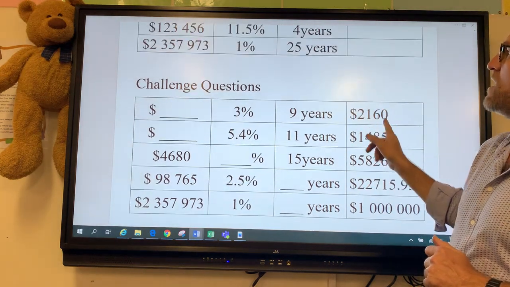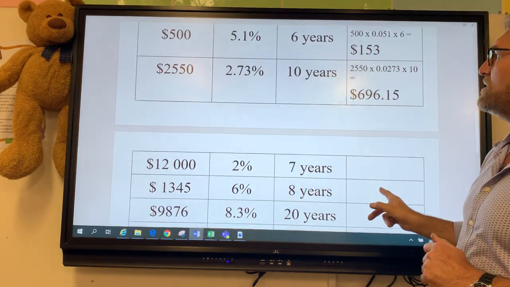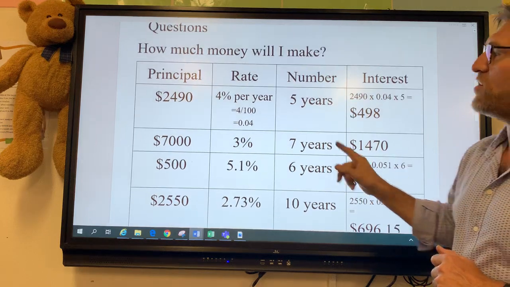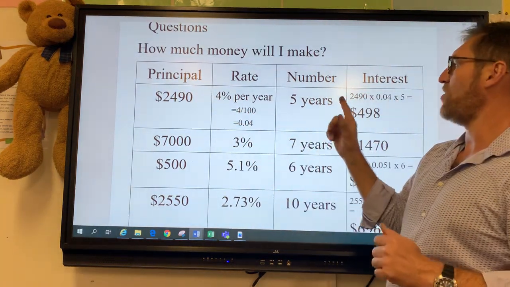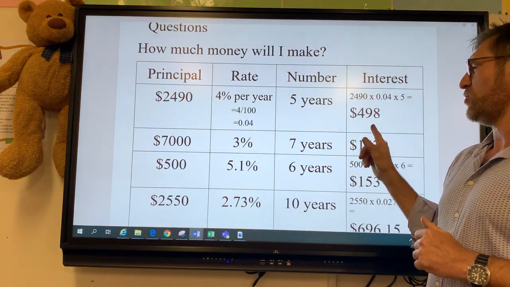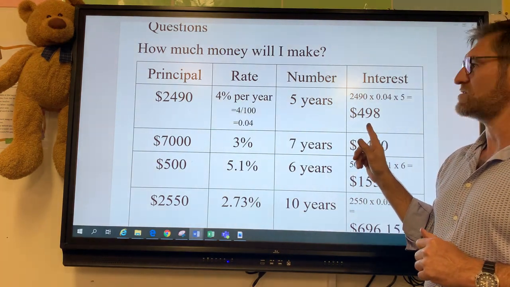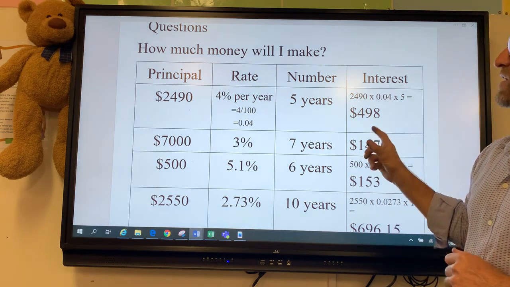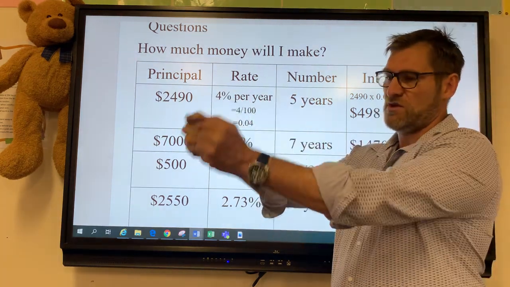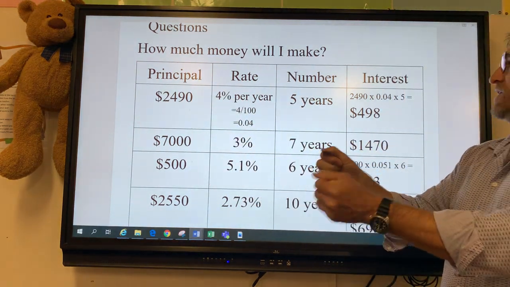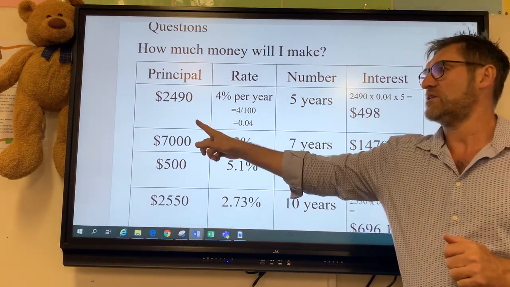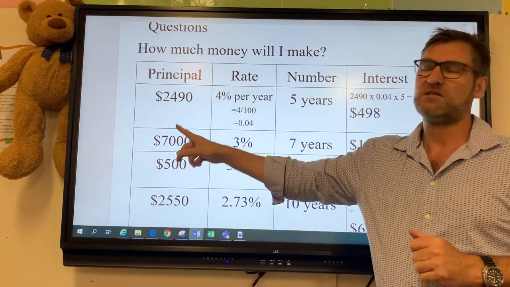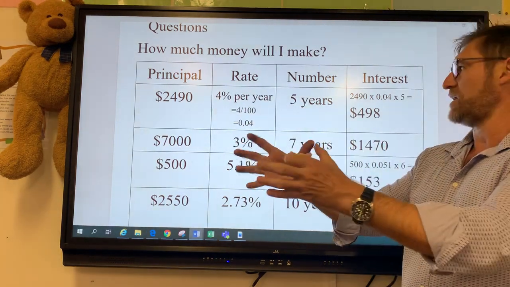Now, the only other important part to realise is that if I walked into the bank with $2,490, 5 years later do I only walk out with $498? That doesn't seem right. So remember that this question is saying I put in $2,490 and I've earned some interest, so these two figures need to be added together to walk out of the bank in 5 years' time.